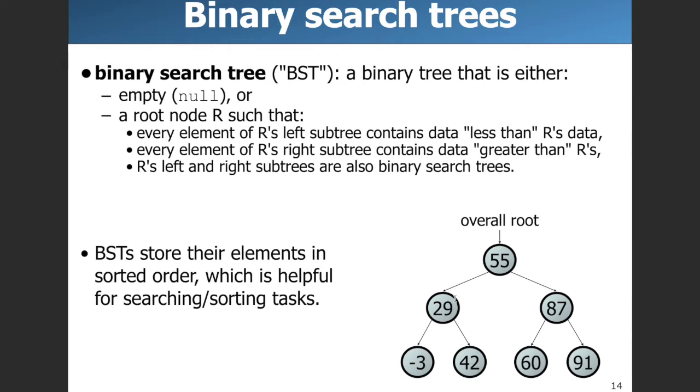And it's true for all of the nodes, for all elements. So it is very important to understand. That's what makes a binary search tree. BSTs store their elements in sorted order, which is helpful for searching and sorting tasks. And that's why we call it a binary search tree, because we already have an idea of what is located where, since it's already in some sorted order.